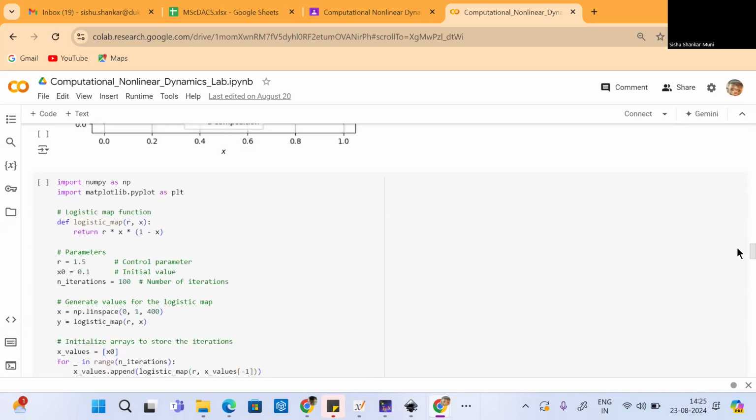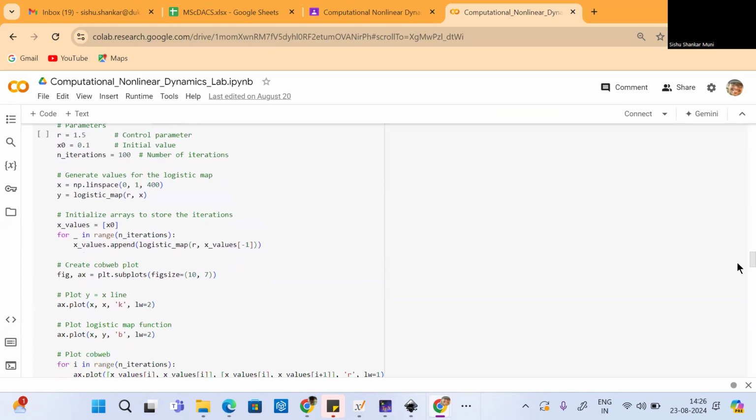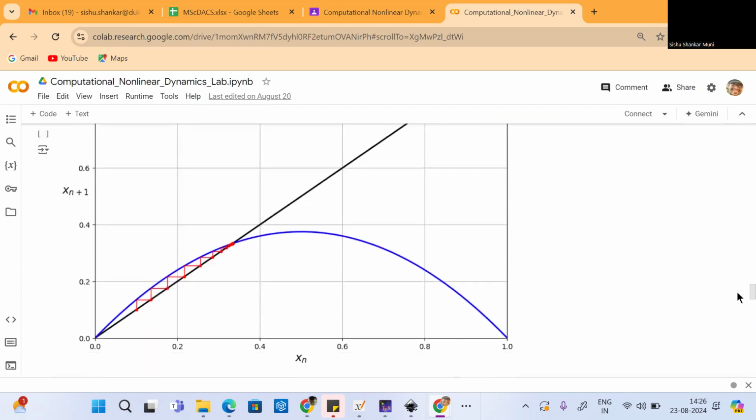Yes. So I am taking our well-known logistic map. I am taking the parameter R to be 1.5. From your bifurcation diagram, which you have already, at R equals 1.5, you have a stable fixed point. And if you run the code, you will see that yes, this is the Cobweb diagram.